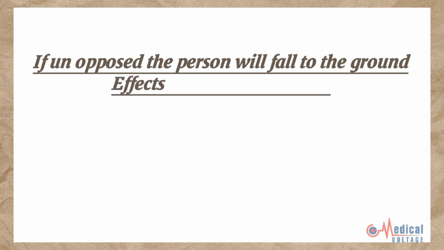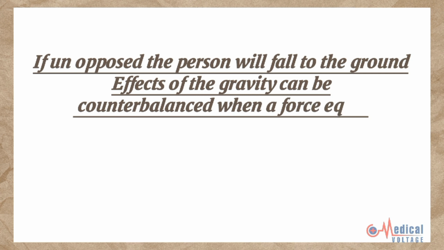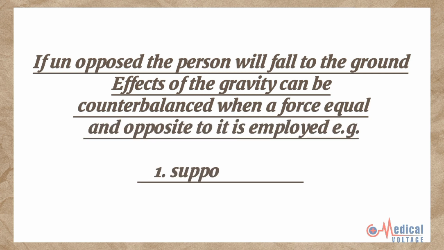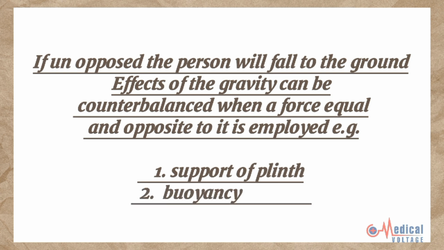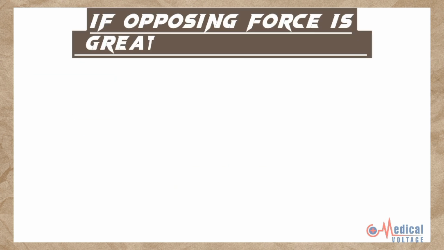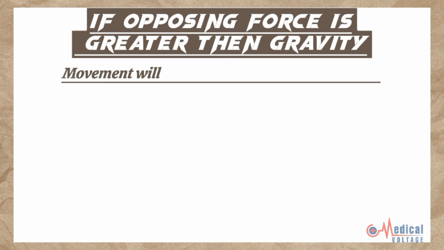Effects of gravity can be counterbalanced when a force equal and opposite to it is employed. For example, one, support of plinth. Two, buoyancy of water. Three, isometric muscle contraction. If the opposing force is greater than gravity, movement will occur in the direction of that force.